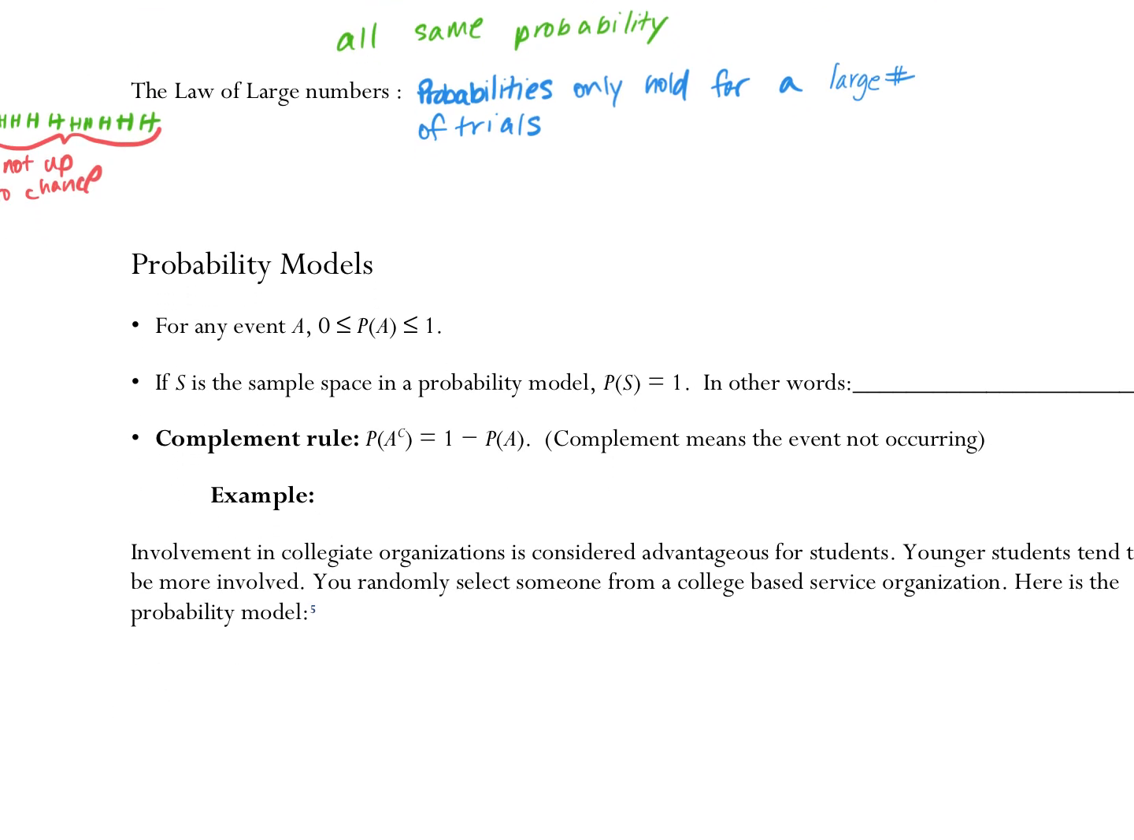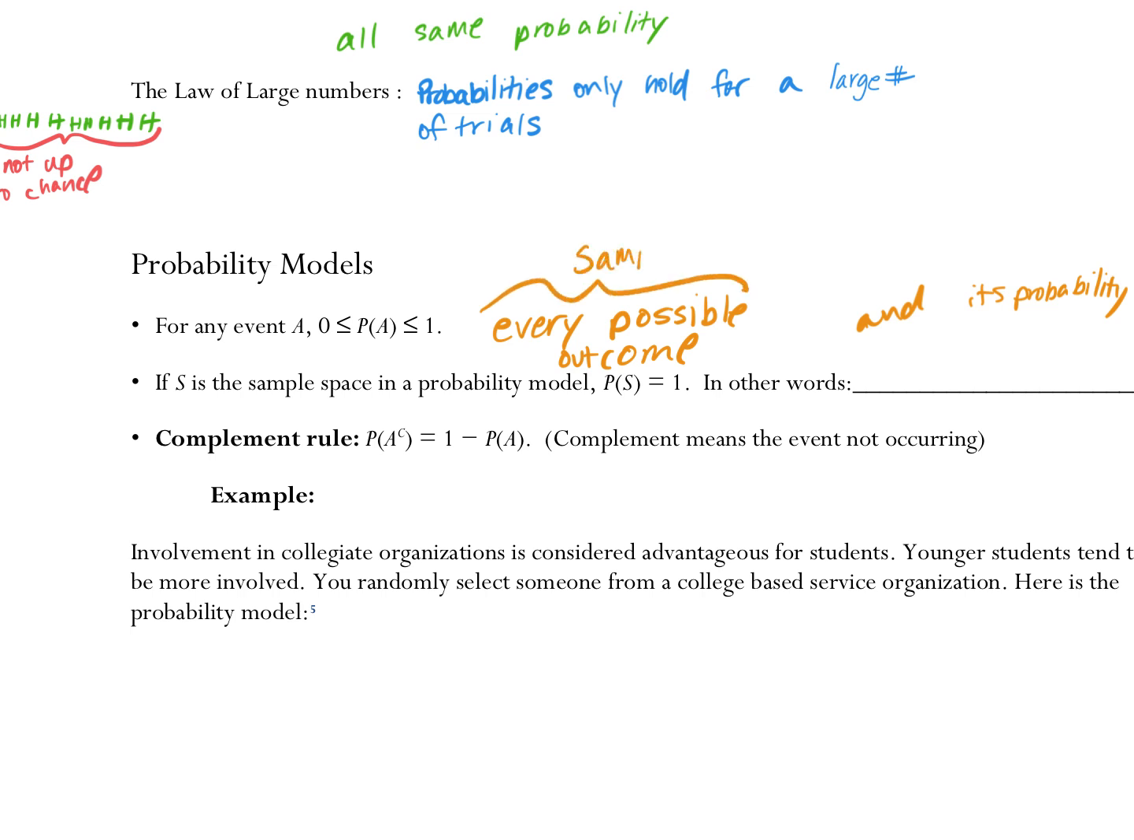A probability model is not for a singular outcome, but for an entire event. So it includes every possible outcome and its probability. A word we use to describe every possible outcome is the sample space.